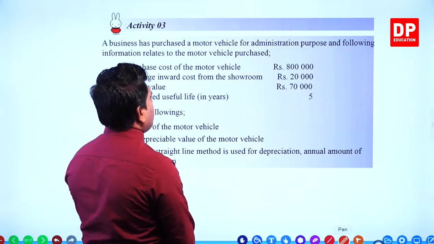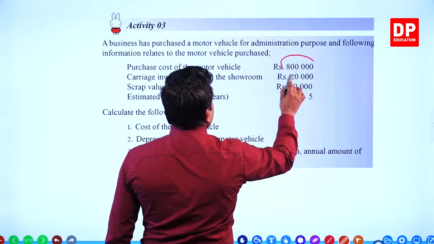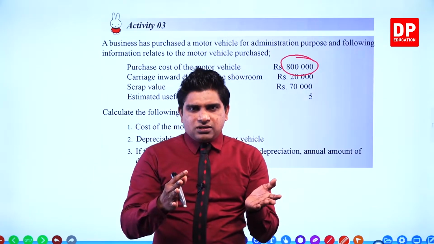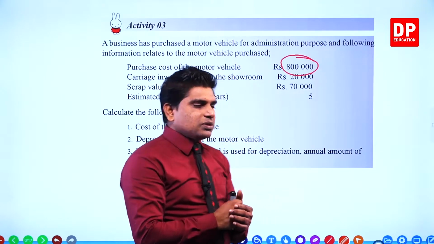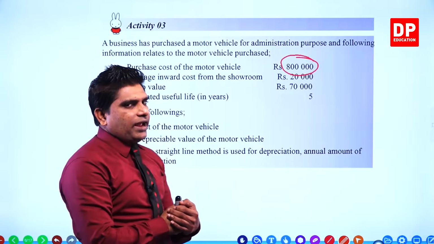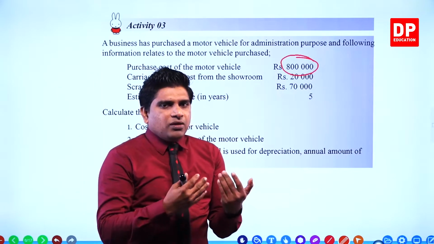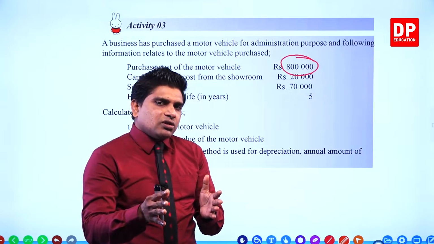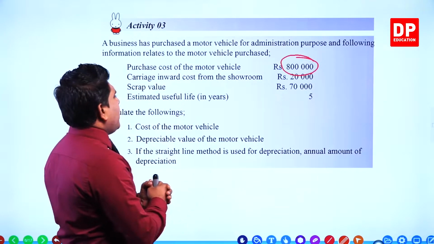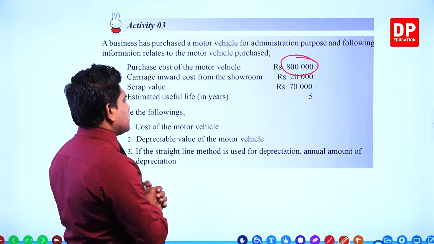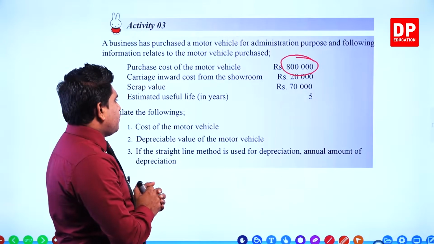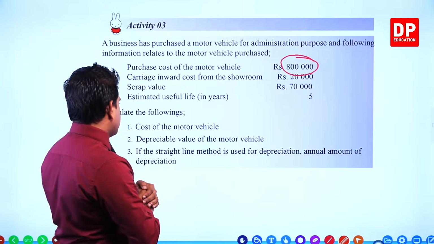Purchase cost of the motor vehicle is 800,000. It means the business paid the supplier 800,000. Carriage inwards cost from the showroom: after that, the business paid transport cost from the supplier's place to the business place, 20,000. Scrap value 70,000, the residual value. Estimated useful life is 5 years.